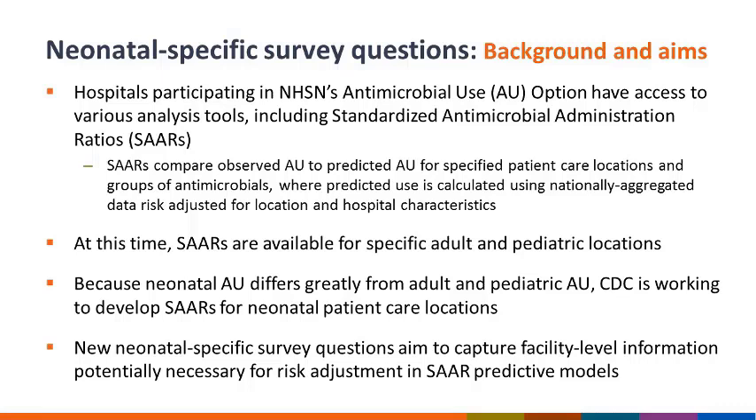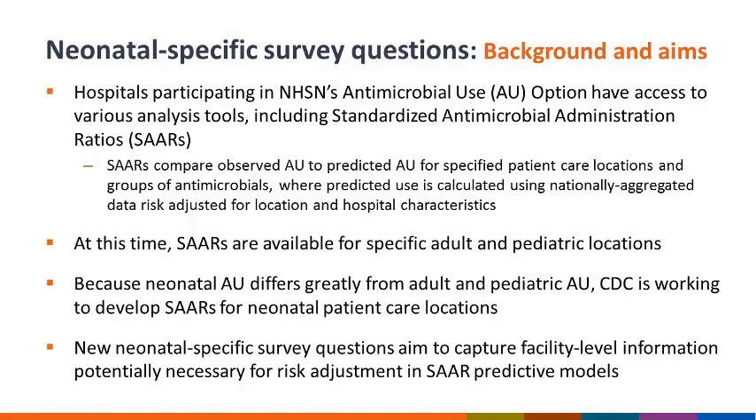So first, to start off with some background, hospitals participating in NHSN antimicrobial use, or AU option, have access to various analysis tools, including the Standardized Antimicrobial Administration Ratio, or SAR. And the SAR is a metric that compares observed antimicrobial use to predicted antimicrobial use for specific patient care locations and groups of antimicrobials. And predicted use is calculated using nationally aggregated data that are risk-adjusted for location and hospital-level characteristics. At this time, SARs are available for specific adult and pediatric locations.